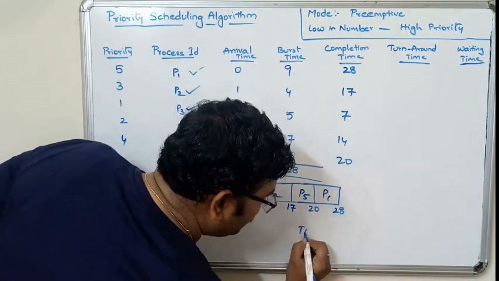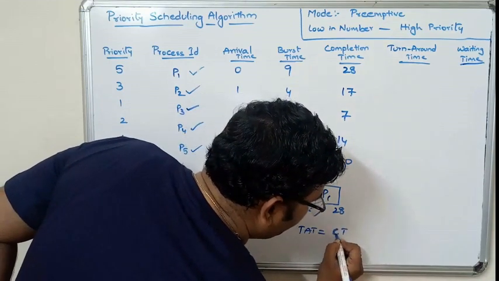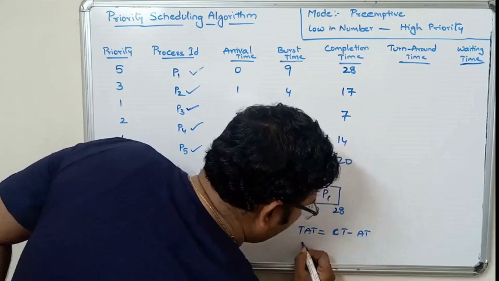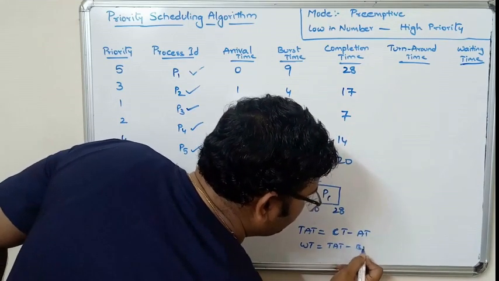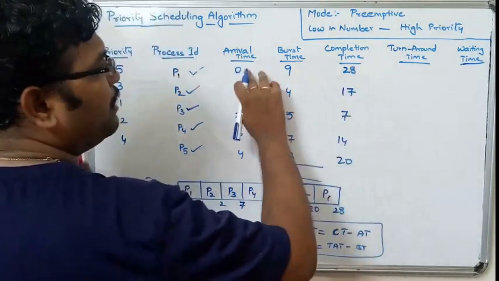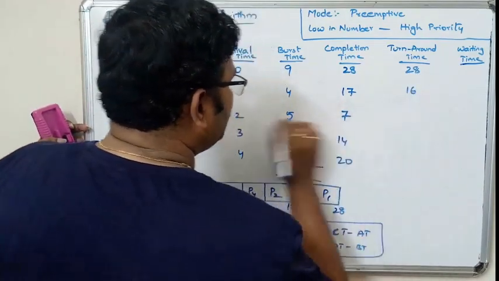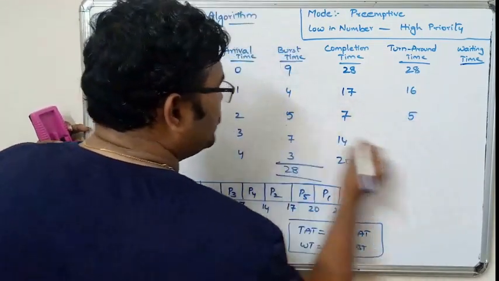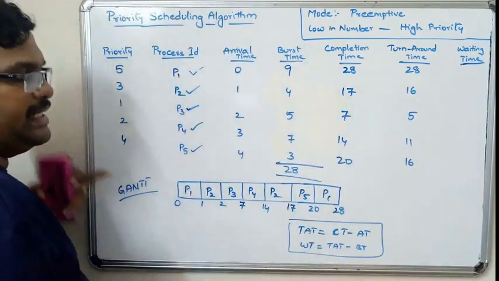Now turnaround time. As we have said, turnaround time is equal to completion time minus arrival time. Waiting time is equal to turnaround time minus burst time. So this is the formula. Turnaround time, completion time minus arrival time: 28 minus 0, 28. 17 minus 1, 16. 7 minus 2, it's 5. 14 minus 3, it's 11. 20 minus 4, it's 16.